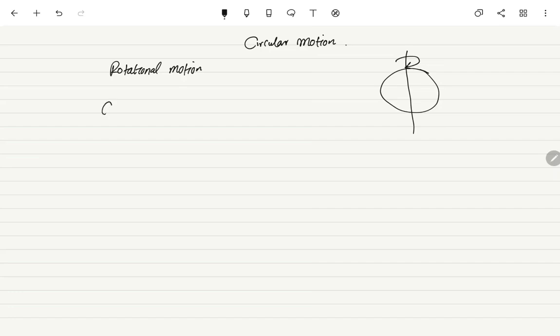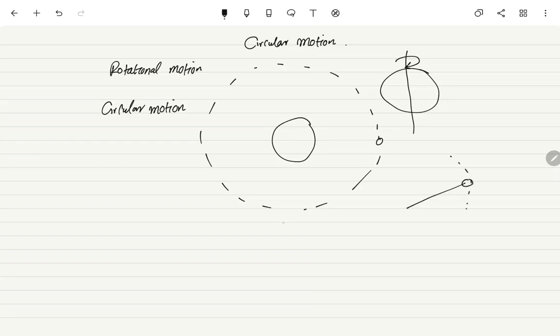In circular motion, the situation is quite different. An object is moving around another center, like the Moon moving around the Earth. If this is the Earth and there's the Moon here, it's moving around the Earth in a circular path. This is called circular motion. Another example of circular motion is a simple pendulum. An object is tied with a rope, and it's moving like this. This is called circular motion.